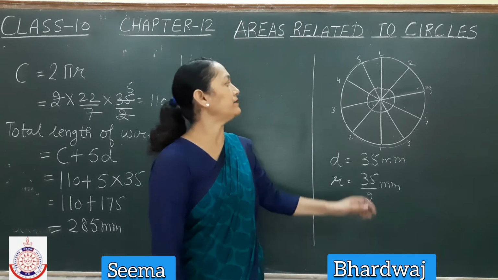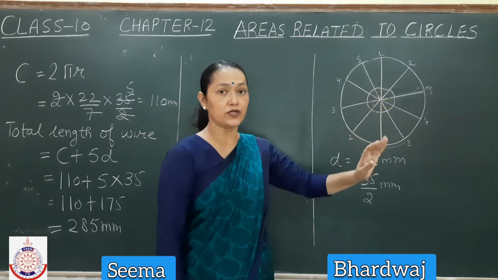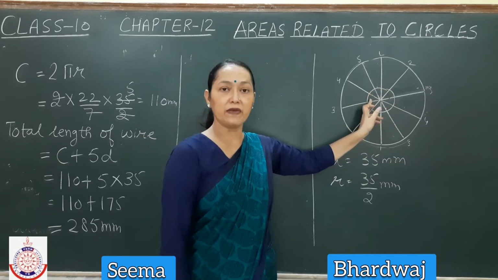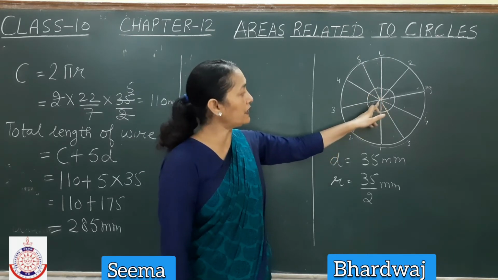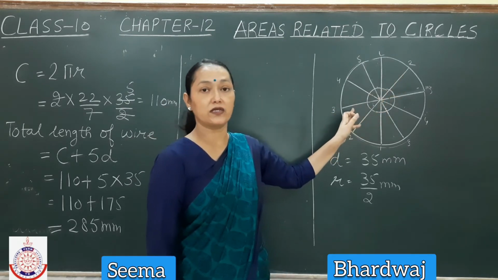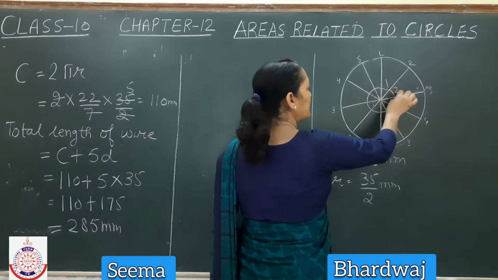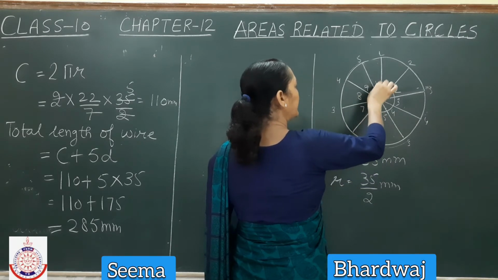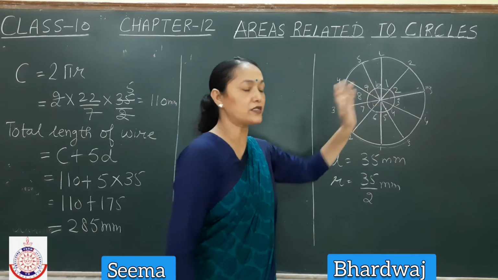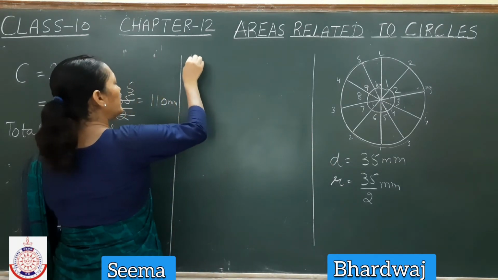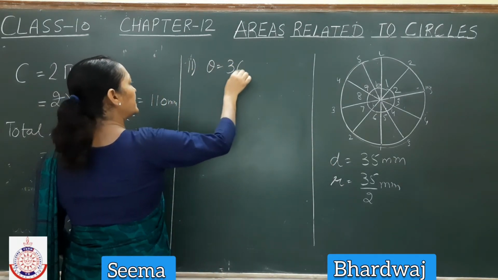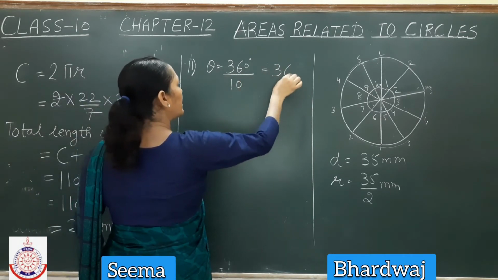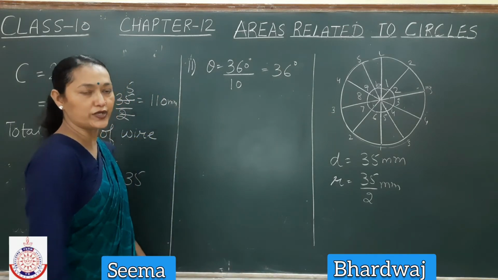For finding area, we need theta. Theta is not given in the question. See, at the center, an angle of 360 degrees is being made, a complete angle. Now this complete angle is being divided into 10 parts because 5 diameters are being drawn. These 5 diameters have divided this 360 degrees into 10 parts. So in each case, theta will be 360 degrees divided by 10. So theta will come out to be 36 degrees in each case.